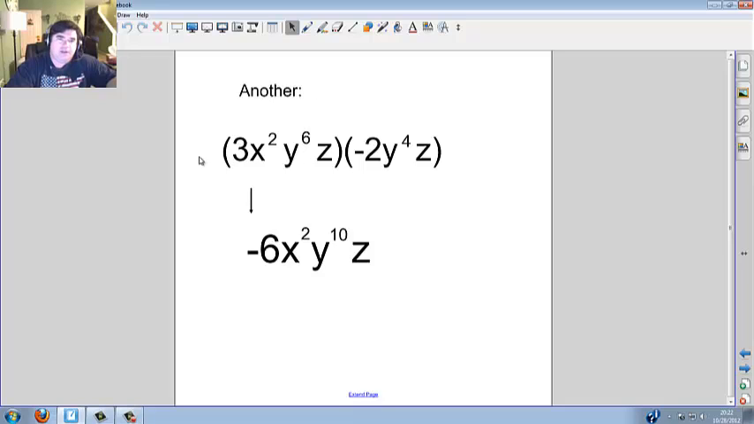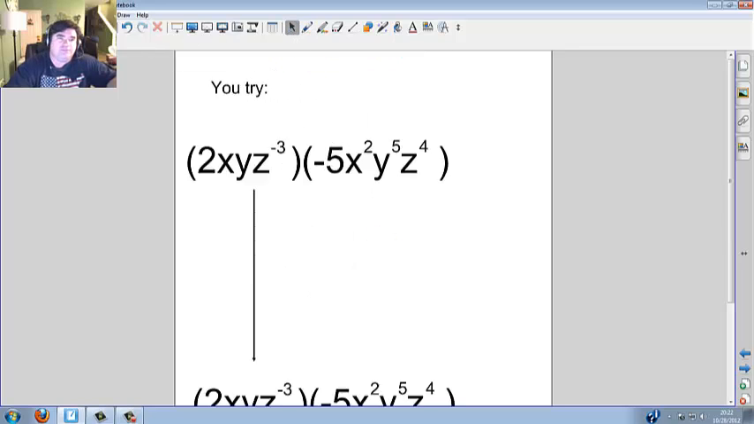Here's another. Positive times negative makes a negative. 3 times 2 is 6. 2 x's and no more x's, so we'll put 2 x's. 6 y's and 4 more y's make 10 y's. 1 z and another z makes z squared. That should be a squared right here.